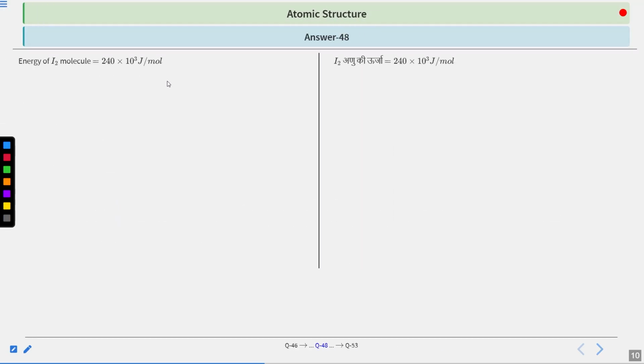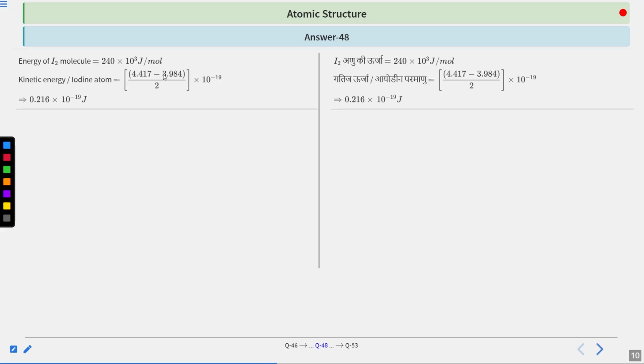Next, this energy comes out to be 240 into 10 to the power 3 joule per mole. Sorry, this is given here, so this thing is being calculated. Now you have to calculate it for each iodine atom. So this much energy is being extra, the extra energy that is being supplied.